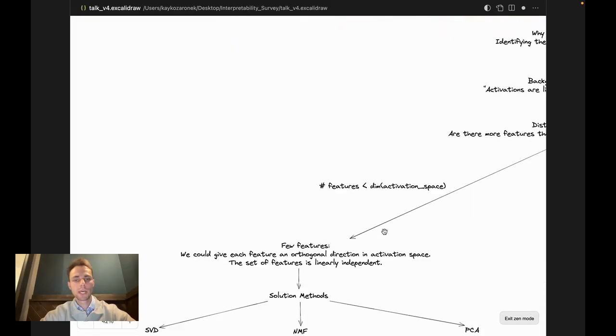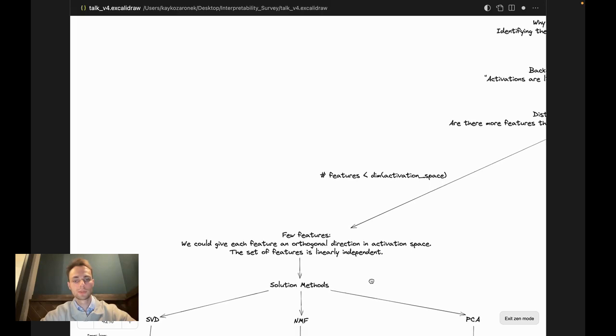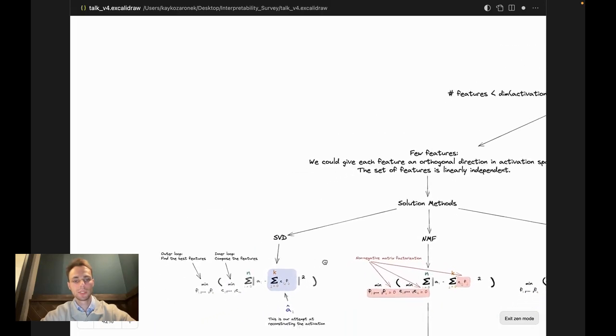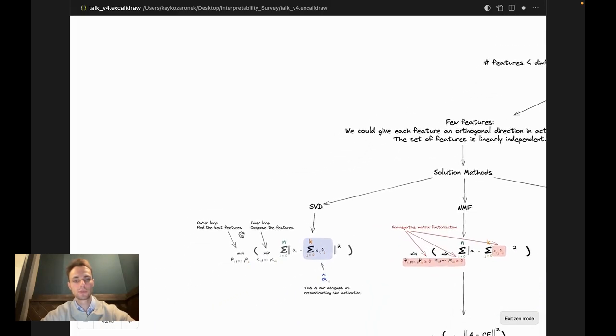In the case where we have fewer features, we could in theory give each feature an orthogonal direction in activation space. Now, that would mean that our features are linearly independent, and that might make it quite a lot easier to find features. If we are in this regime, there are a bunch of linear algebra methods that we can employ to solve for these features. Now, to highlight a few, I would like to show you SVD first.